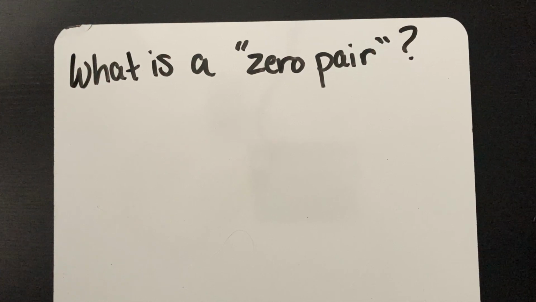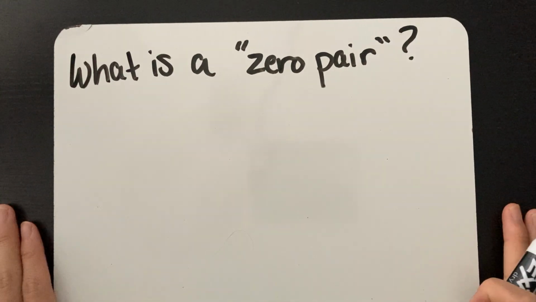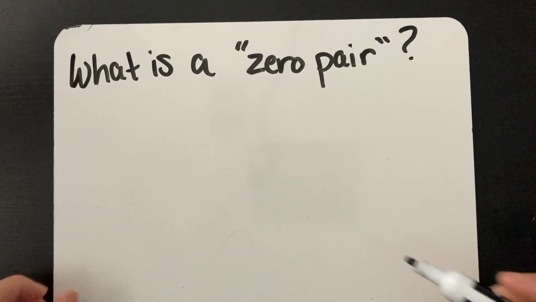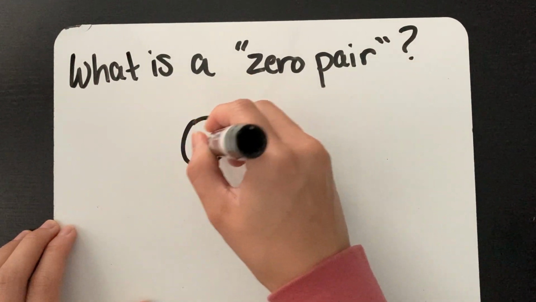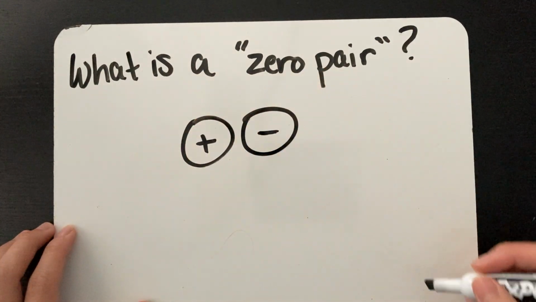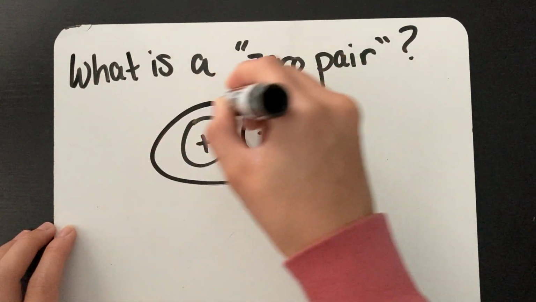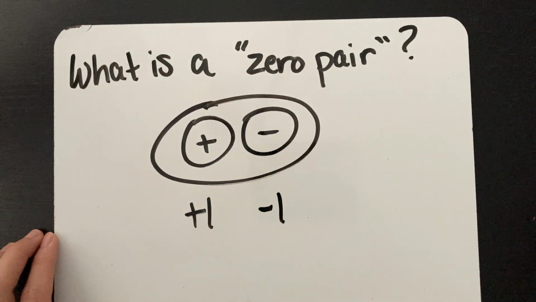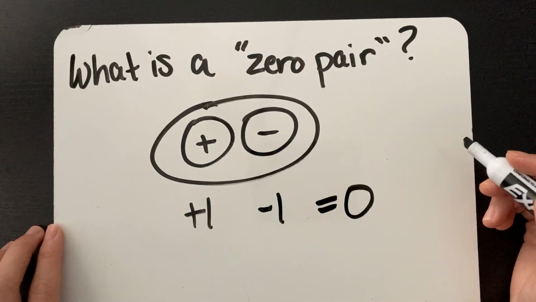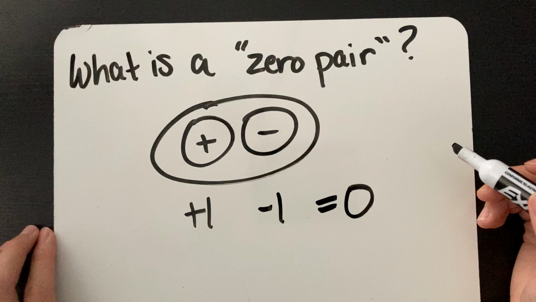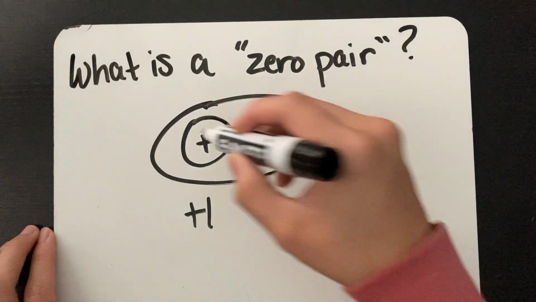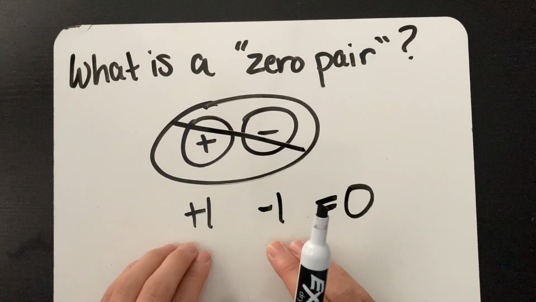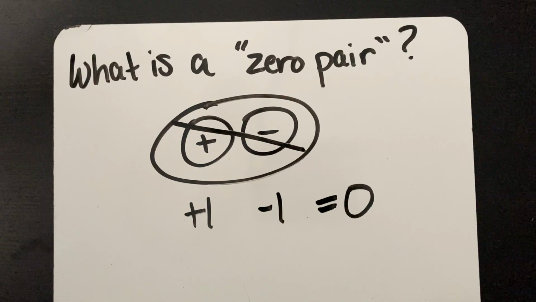Before we start, let's talk about what is a zero pair. A zero pair is a pair of numbers that equal 0. We've been seeing this as a positive counter and a negative counter. We call this a zero pair because if we had a positive 1 and a negative 1, if we added those two numbers together, it equals 0. So a positive counter and a negative counter is a zero pair because they have no value. You can see that these are opposite numbers, a positive 1 and a negative 1.